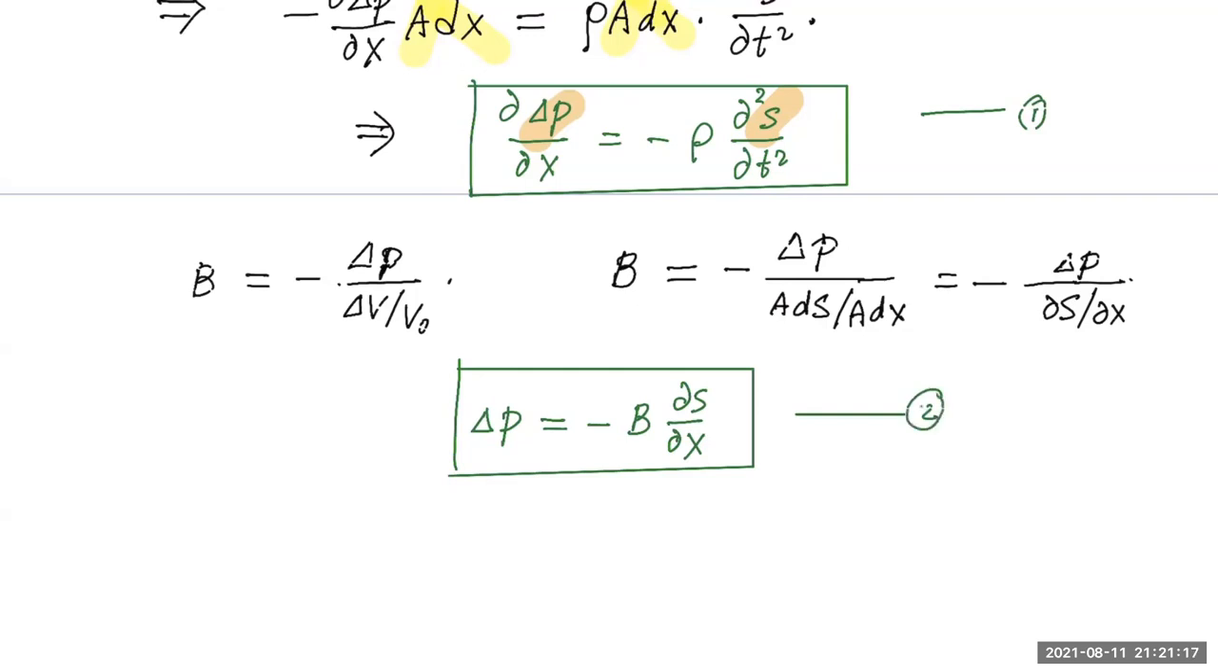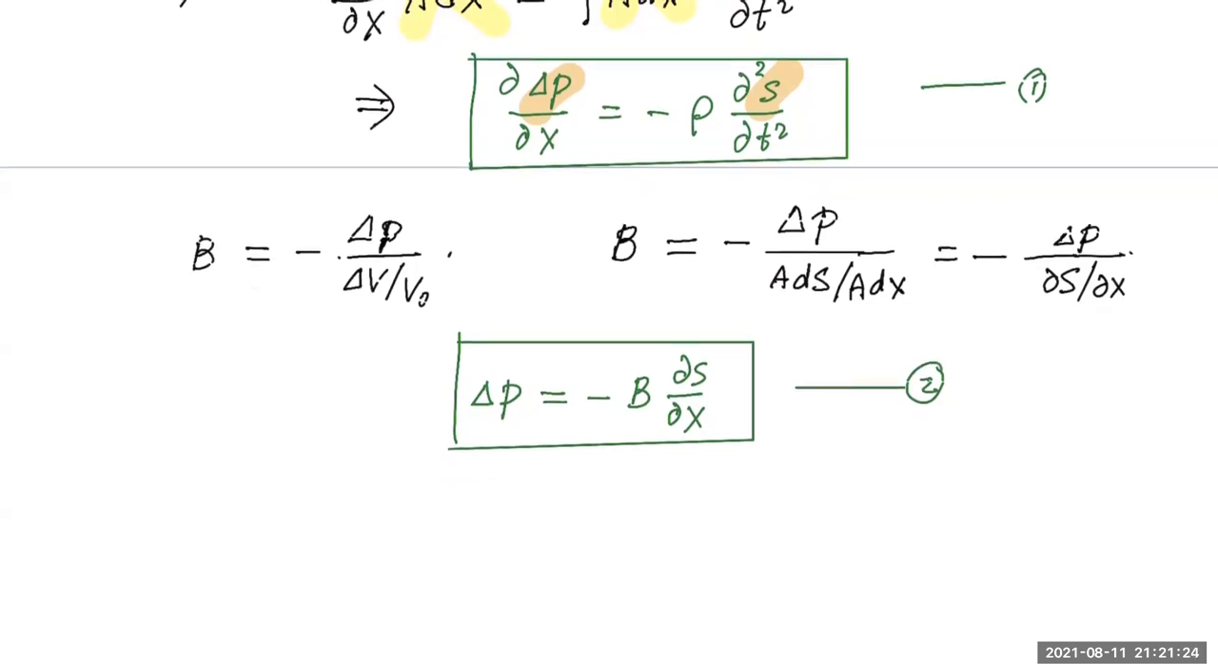How do you eliminate delta P? It's very simple. Just plug in delta P from the second equation into the first equation. It's just that simple. Let me see what I get. Then I get partial X of delta P, but delta P itself is negative B partial S partial X from the second equation. So negative B partial S partial X. That will give you negative rho times the second derivative with respect to time.